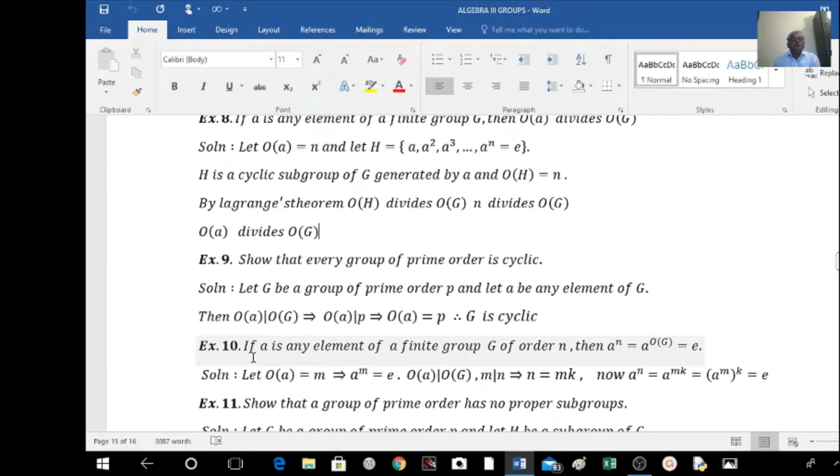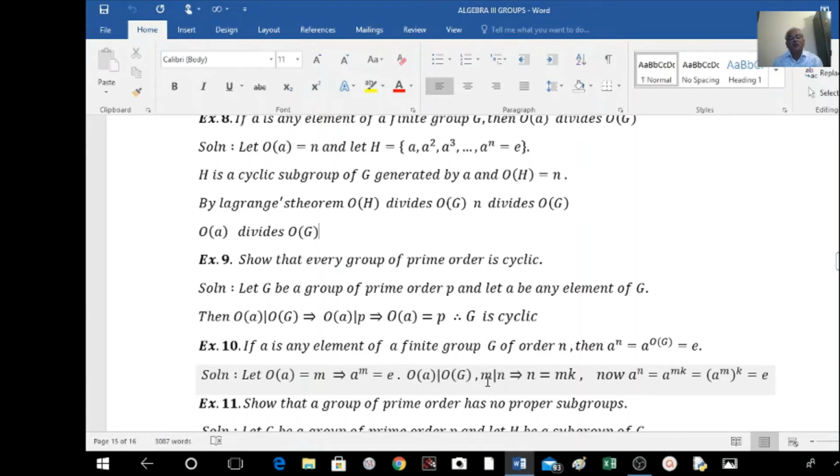Next example. If A is any element of a finite group G of order n, then A to the power of n is equal to A to the power of the order of G, which is equal to E. So if G is a group of some order, and A is any element of G, then A to the power of that order is always equal to E. Here, let me take the order of A equal to M. Then by the definition of the order of an element, we have A to the power of M equal to E. And already we have proved that the order of A divides the order of G. This result we have already proved.